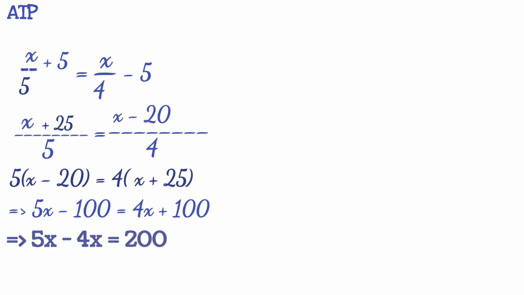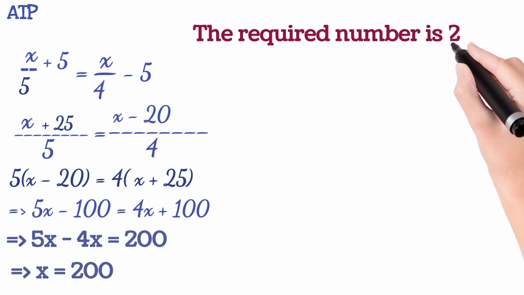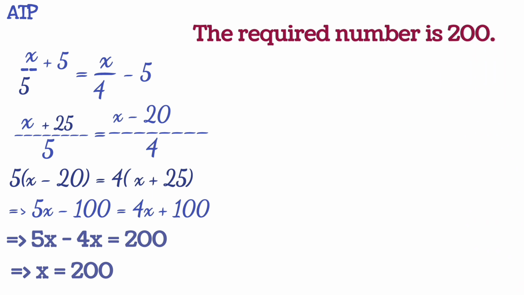Now 4x, we shifted from right side to left side. So 5x minus 4x equals 200. So x equals 200. So we got our answer, that is, the number is 200.